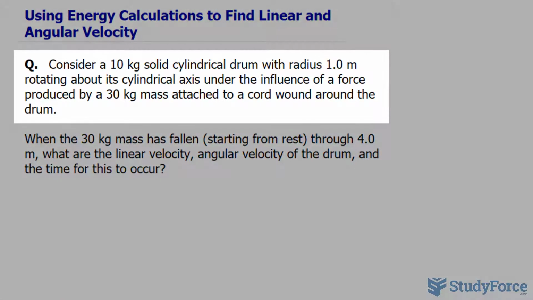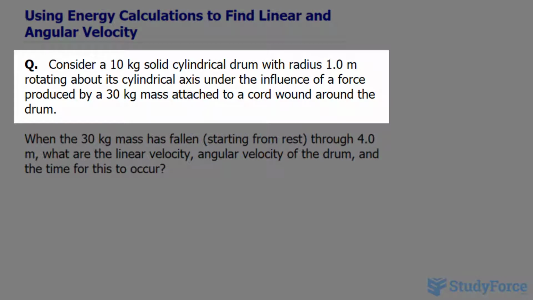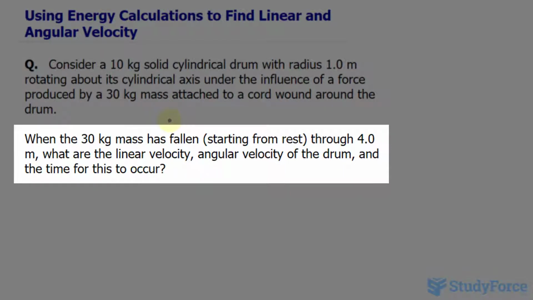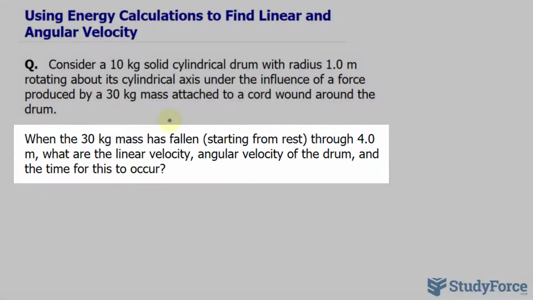Again, the question reads, consider a 10 kilogram solid cylindrical drum with radius 1.0 meters rotating about its cylindrical axis under the influence of a force produced by a 30 kilogram mass attached to a cord wound around the drum. I'll make an illustration of what we just read in a moment. When the 30 kilogram mass has fallen, starting from rest, through 4.0 meters, what is the linear velocity, angular velocity of the drum, and the time for this to occur?